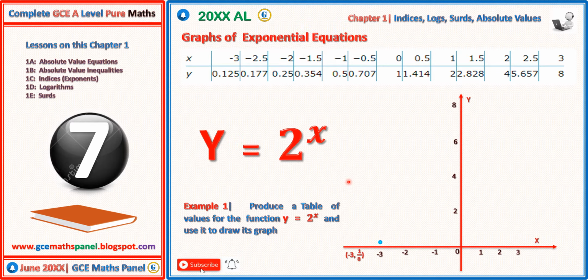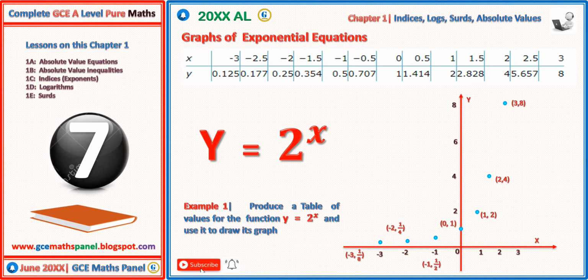So we have -3 and 1/8 or 0.125. Let me just take the whole numbers to make it faster. -2 and a quarter. -1 and -1/2. 0 and 1. 1 and 2, when x is 1, y is 2. When x is 2, y is 4. And when x is 3, y is 8.